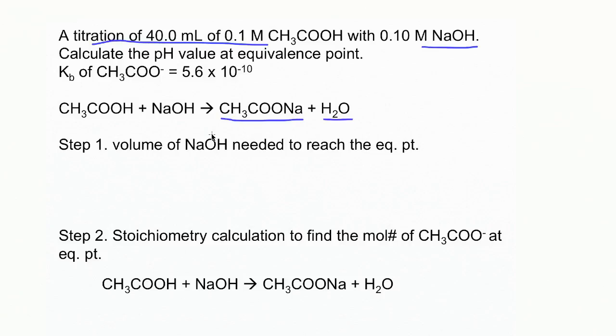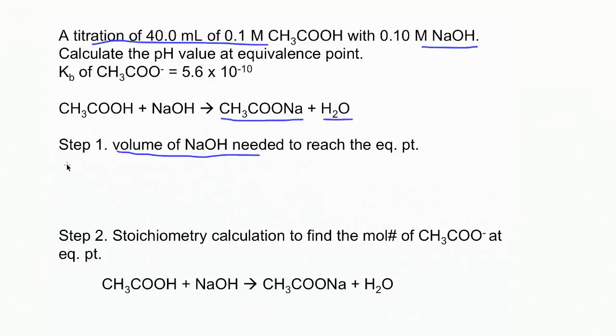Alright, so let's do this step by step. The first one, you need to calculate the volume of the sodium hydroxide needed to reach the equivalence point. Because by doing this, you will know the total volume of this titration, so you can calculate the mole number and the molar concentration of the sodium acetate.